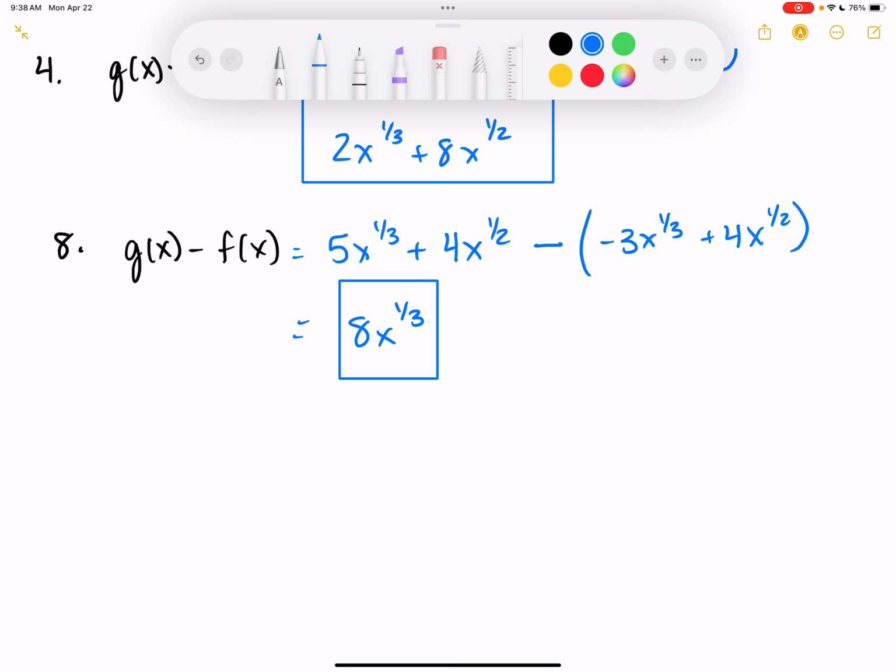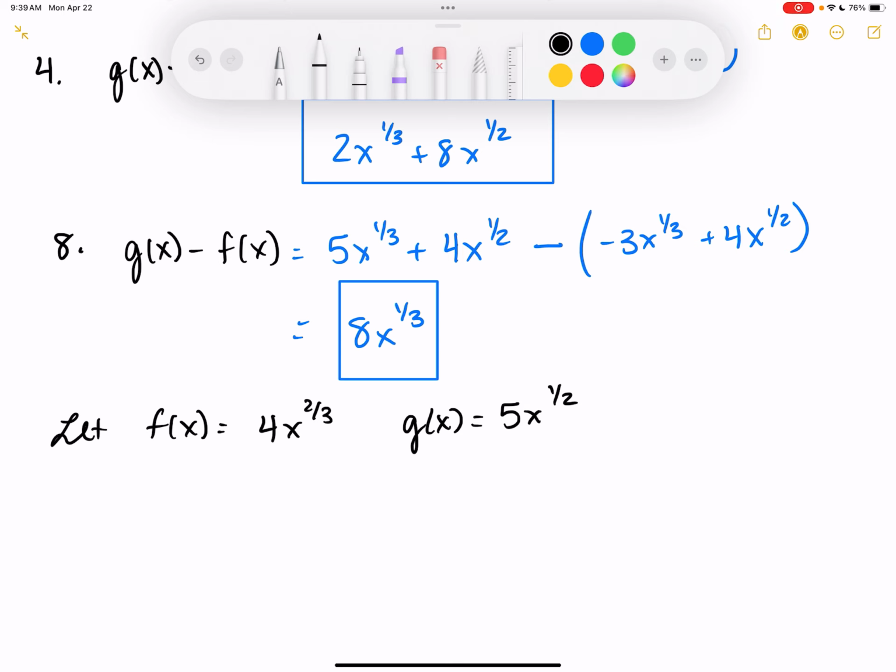For the next one, that was adding and subtracting, we're going to move to multiplying and dividing. They say let f(x) be equal to 4x^(2/3) and g(x) is equal to 5x^(1/2).